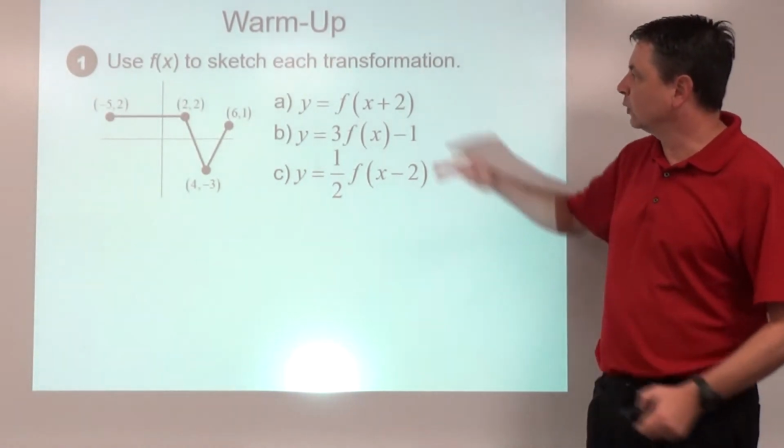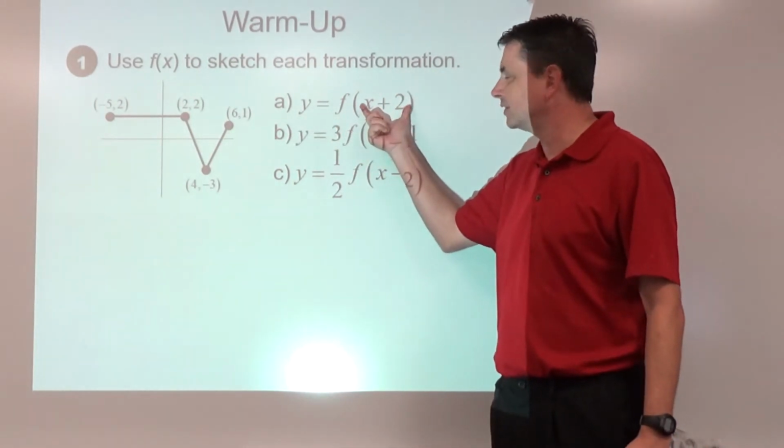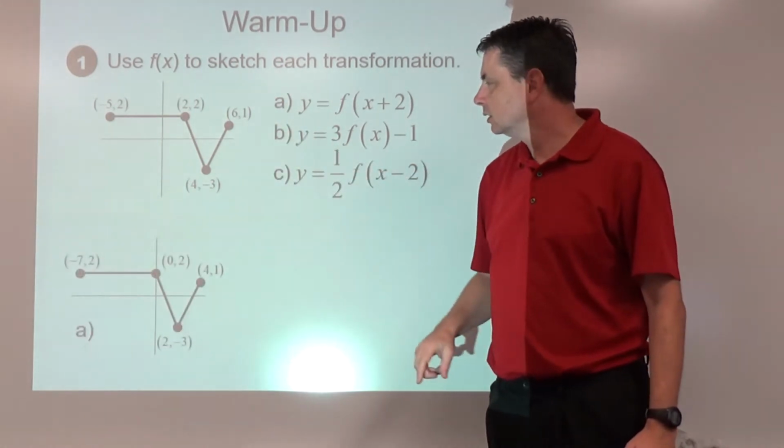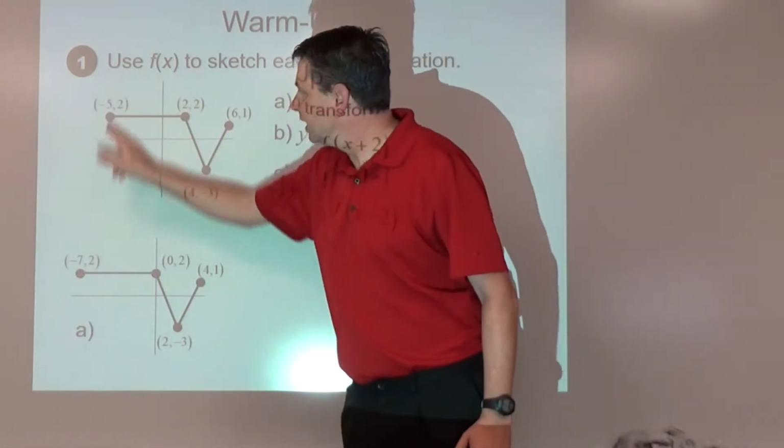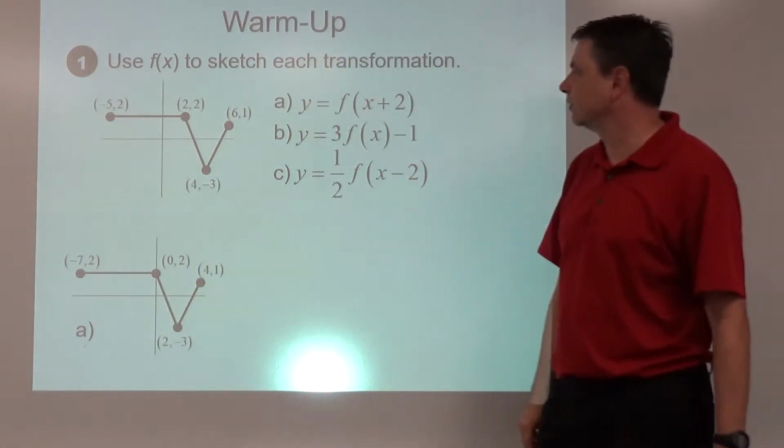All right, so number 1, we've got a few transformations to look at. We're going to, for part A, shift left 2. So that would essentially subtract 2 from all the x coordinates. So there's our graph there.